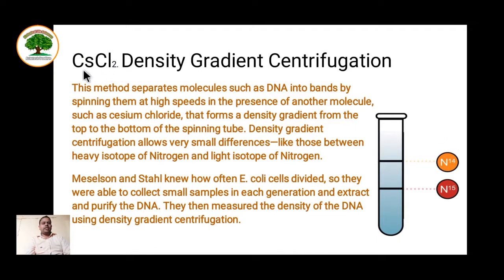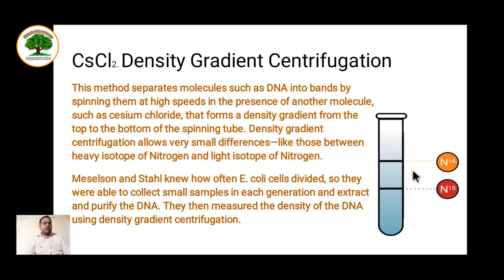Before going to the experiment, let's see caesium chloride density gradient centrifugation. This is a particular centrifugation that separates molecules such as DNA into bands. DNA is separated into bands by spinning at high speed in the presence of another molecule such as caesium chloride. So this caesium chloride salt solution is used, and DNA with differences in the weight of atoms can be separated here. It forms a density gradient from the top to the bottom of the spinning tube. Density gradient centrifugation allows very small differences, like those between heavy isotopes of nitrogen and light isotopes of nitrogen, to be detected.